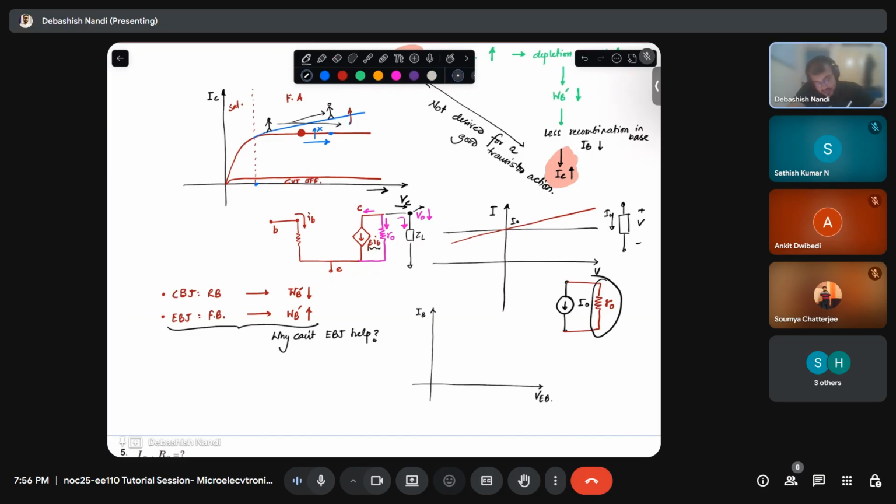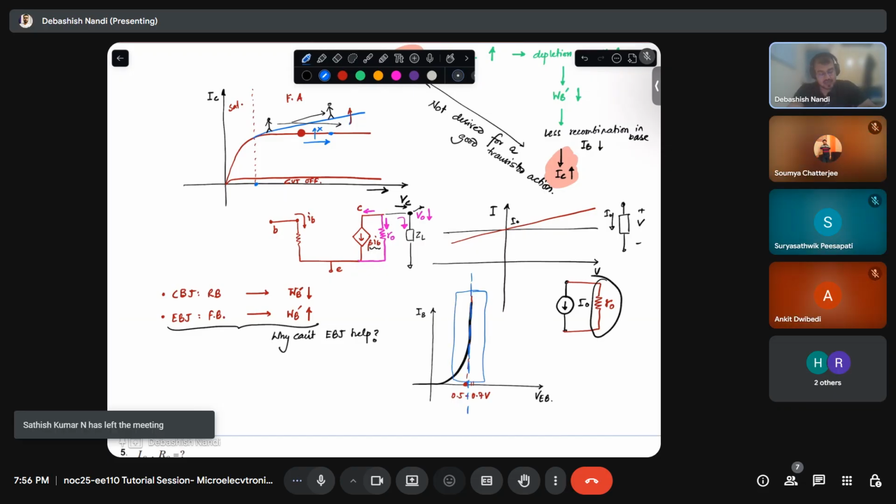So basically what Ankit is telling is that my current rises like this. As soon as you reach this point, around 0.5 to 0.7 volt for a silicon diode, whatever increment you have, your current rises very heavily. So essentially in this region, you are getting a characteristic that is parallel to the I-axis.